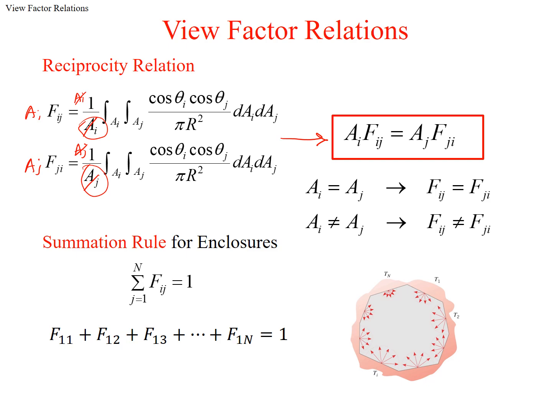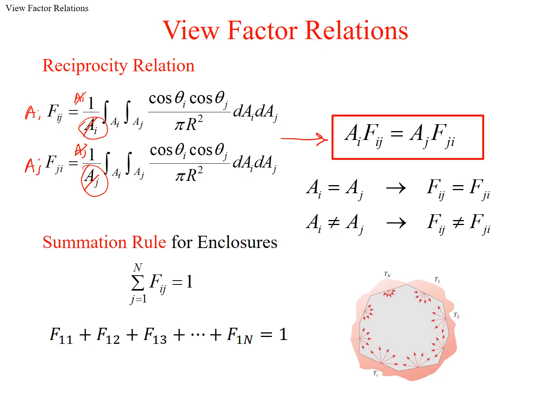If your areas are not the same, your view factors are also not going to be the same, which is another thing we learned from here. There's also another one called the summation rule for enclosures. Be careful that this only applies for enclosures. Sometimes we actually have to make an imaginary enclosure in order to be able to use this rule. But again, we'll talk about that in more detail once we learn all of these different rules.